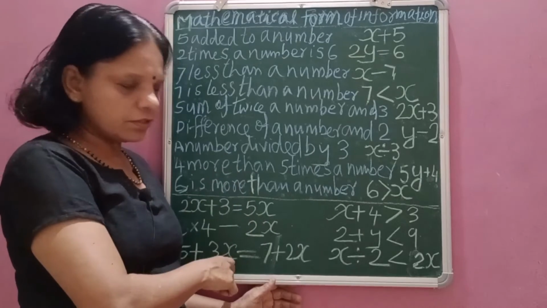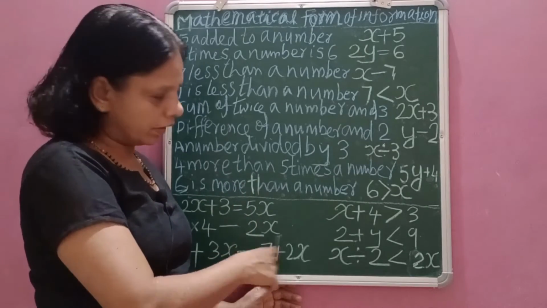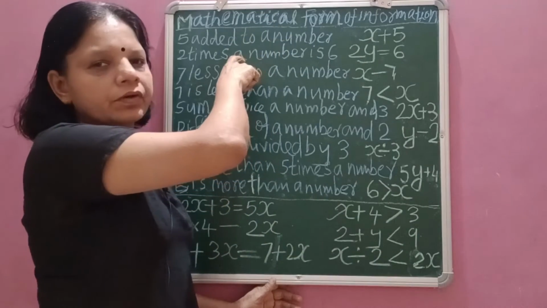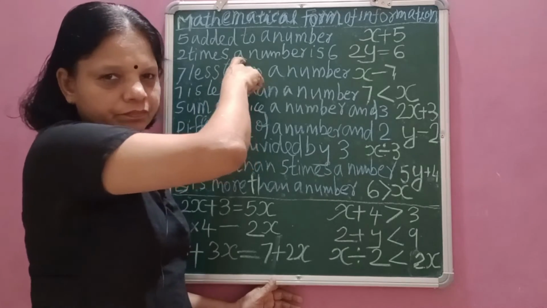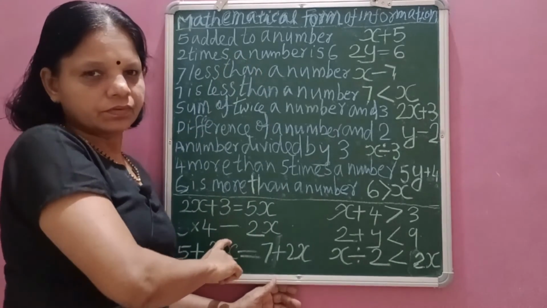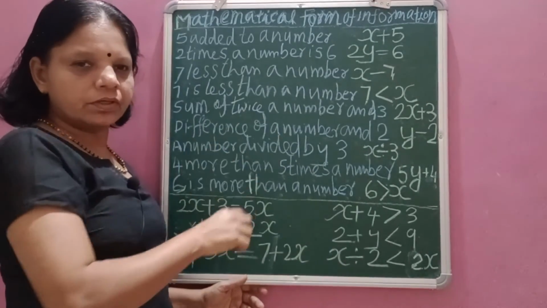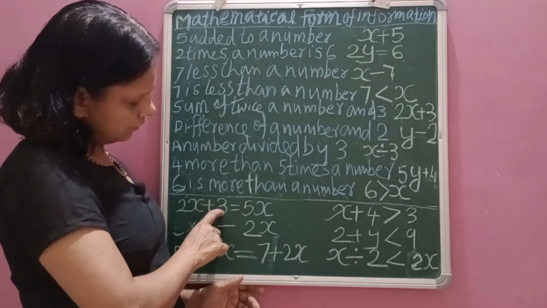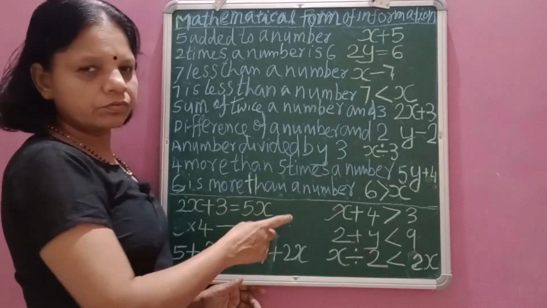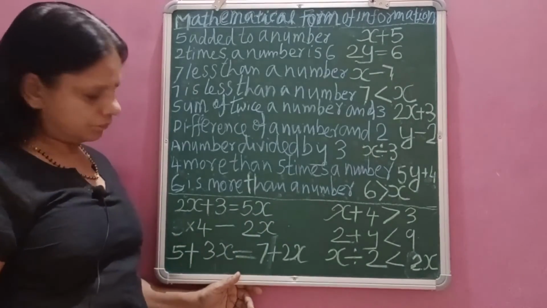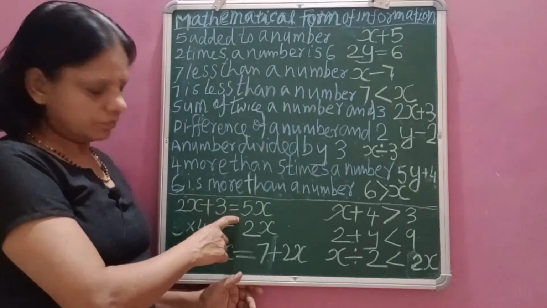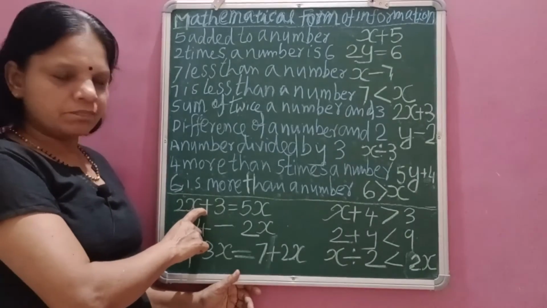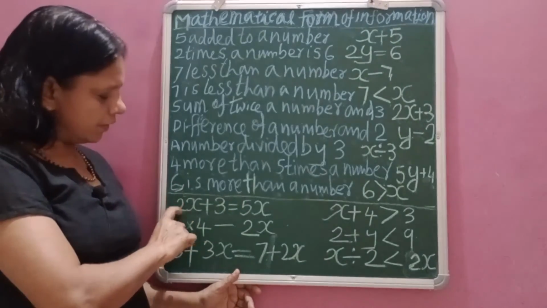So here some mathematical expressions, equations or inequations are given. How you will convert them into the information form or in the form of statements, or how to read this. You have to practice both, then only you will be in touch with this. So here given 2x plus 3 equal to 5x. How you will write in the form of a statement. So whenever equal to is there, what is that left hand side, how you will read? This is sum of what? Twice a number and 3.